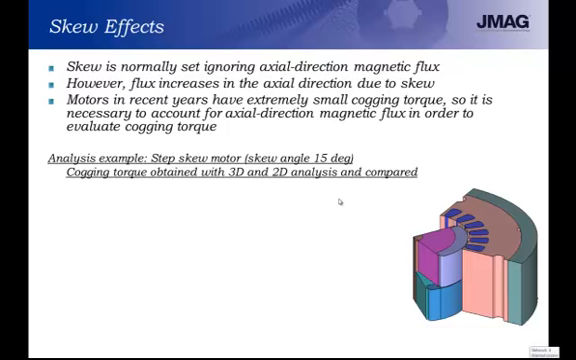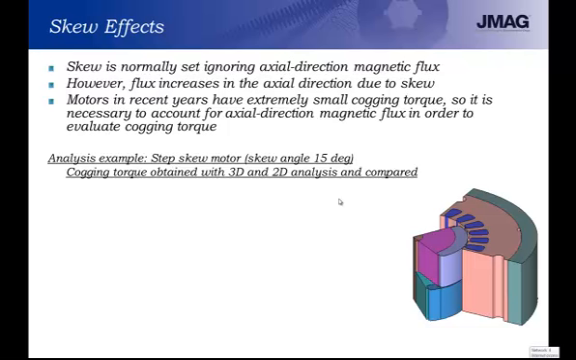Another 3D effect is the skew effect. Skew is normally set ignoring axial direction magnetic flux. However, flux increases in the axial direction due to skew. Motors in recent years have extremely small cogging torque, so it's necessary to account for axial direction magnetic flux in order to accurately evaluate cogging torque.